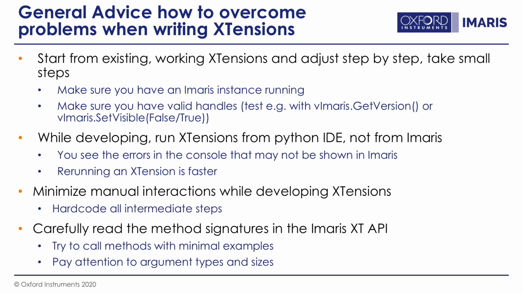Especially some argument types, like a list of positions, for example, you could get wrong. So, as I said before, you can use the get method before you use the set method, so that you get an idea of what the structure really looks like.